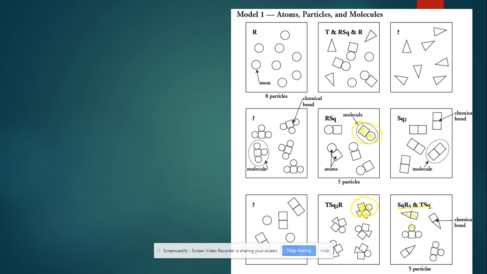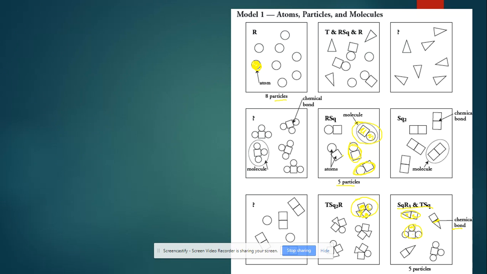How many kinds of molecules do we have? Well, we have these guys, triangles, squares, and these guys, rounds and squares. What's holding the atoms together? As it says right here, chemical bond. Can a particle be a single atom? Absolutely. Here we have a picture with an atom. That's a particle. Can a particle be a molecule? Yes, this one tells us we have particles. Each one of these particles is a molecule, not an atom.